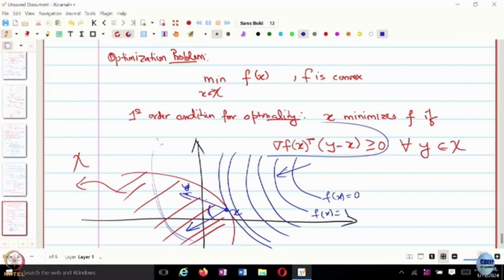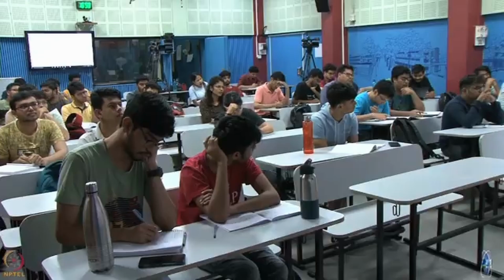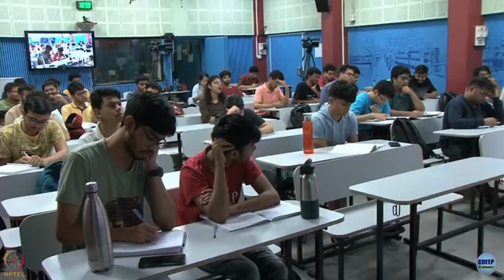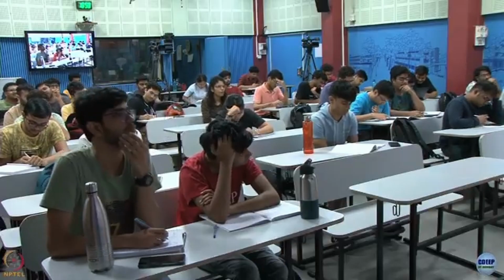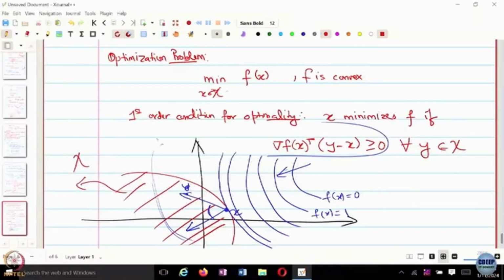So we are assuming that our constraint set is also convex. Yes, we are looking at convex optimization, so that's a good point. Let's also make it clear that x is a convex set. Why is convexity of x important?